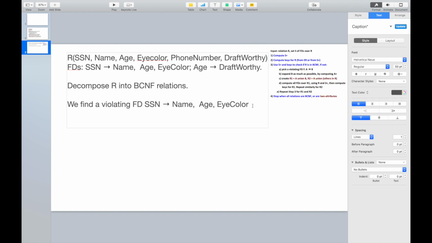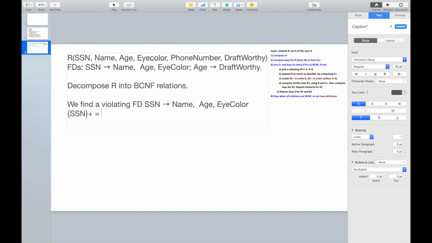According to the algorithm, we find one violating FD, A implies B, and we need to further expand this B as large as possible by computing the A closure. So based on the relation as well as the FDs, we can compute this SSN closure, which equals to what?